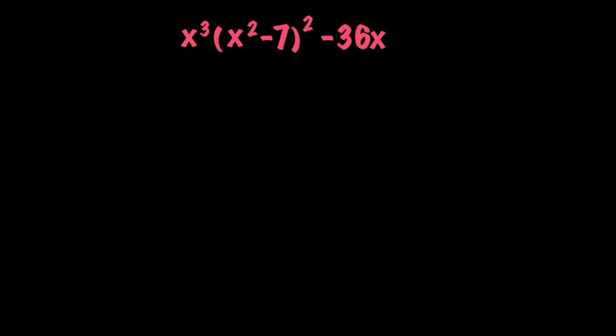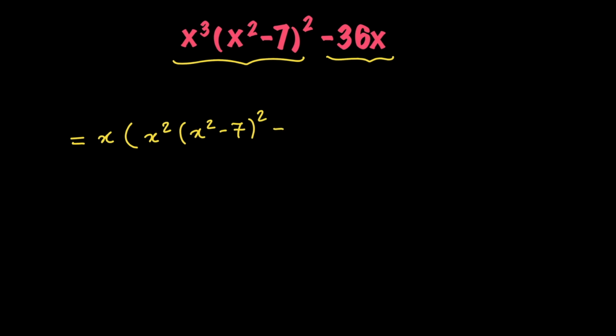So in order to factor this, first of all, let's go ahead and try to take out whatever we can. So we have this and this, and the only thing that these two have in common is x. So let's go ahead and pull out an x. So we will have x times x squared times x squared minus 7 squared minus 36.